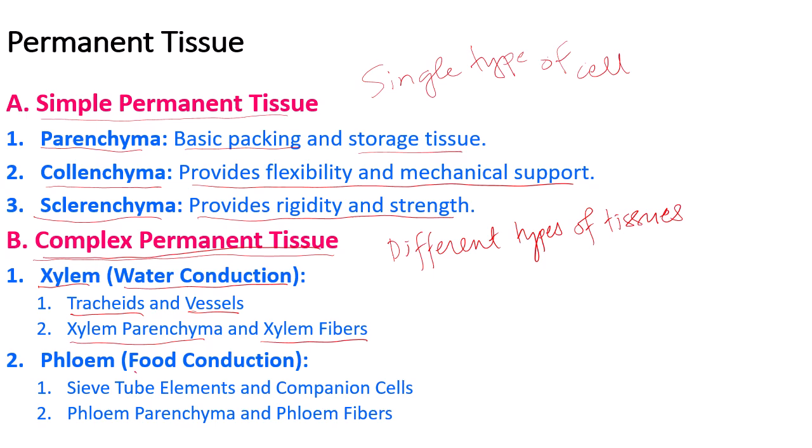Phloem is made for food conduction, and it is composed of sieve tube elements, companion cells, phloem parenchyma, and phloem fibers. Because of all these constituents, the one tissue is formed, and hence both these tissues are called complex tissues.